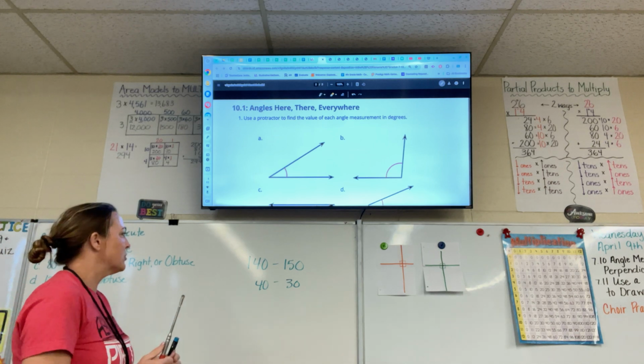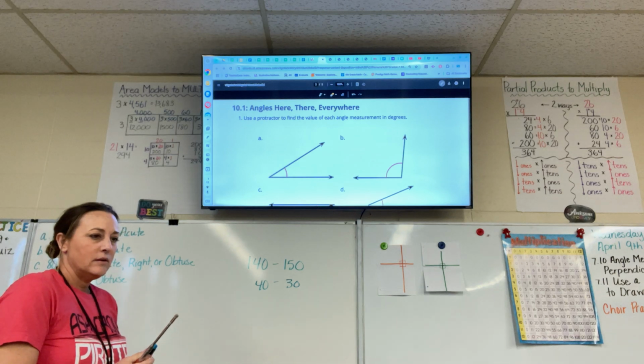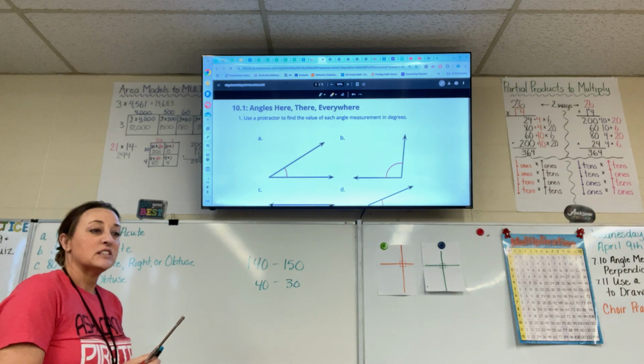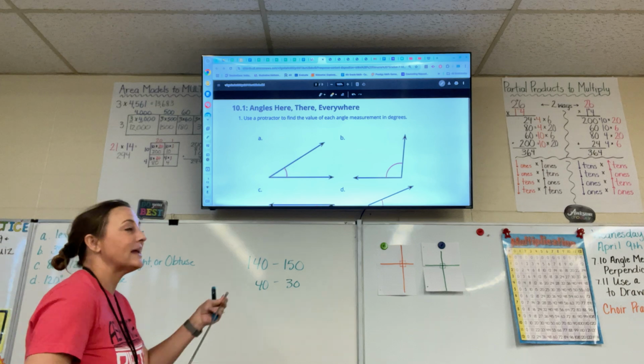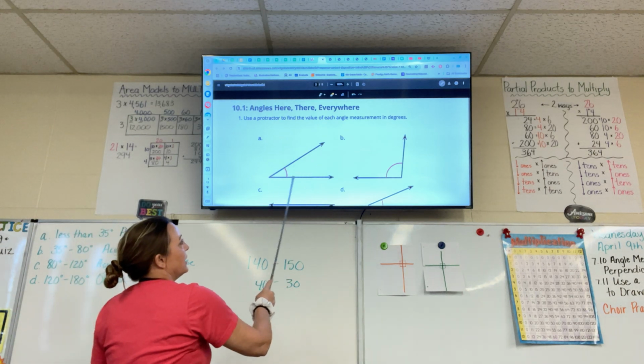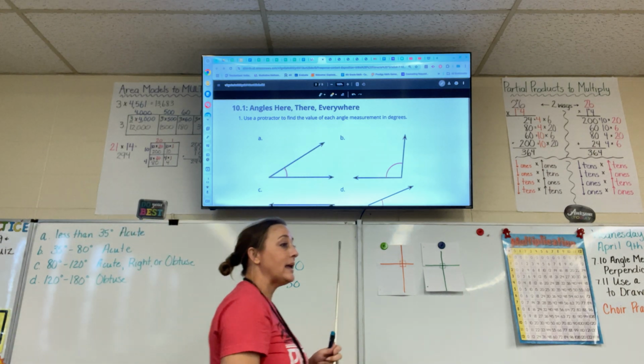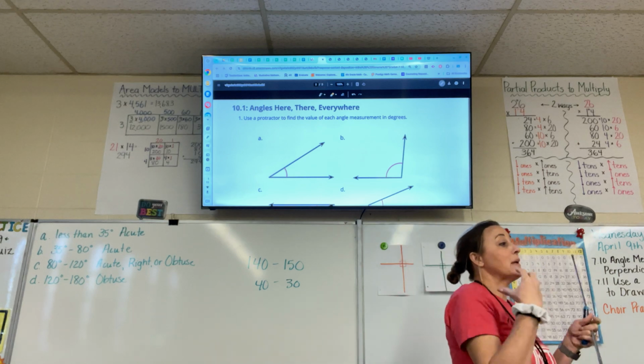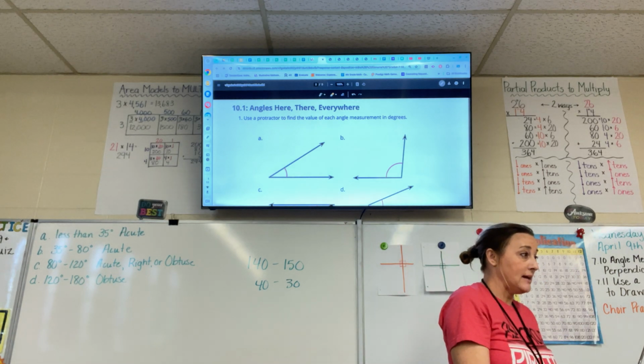Evan, which set of numbers are we going to use? The tiny ones. The smaller ones, right? Because what kind of angle is this? Acute. When it's an acute angle, you use the smaller numbers because they're smaller, right?